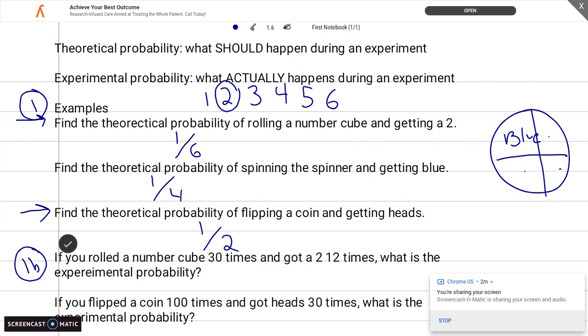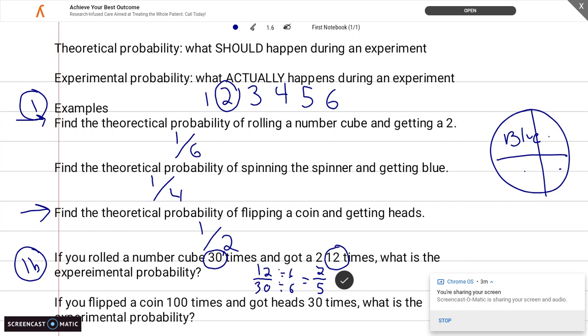You can't find experimental probability unless they give you experimental data. In this case, we rolled this number cube 30 times and we got the number 2 12 times. We want to know what the experimental probability is. Well, we did this experiment 30 times. That's going to be our denominator. And we got a 2, they told us 12 times. That's our numerator. And I can reduce this fraction. I can divide the top and bottom both by 6. And I get 2 on top and 5 on bottom.